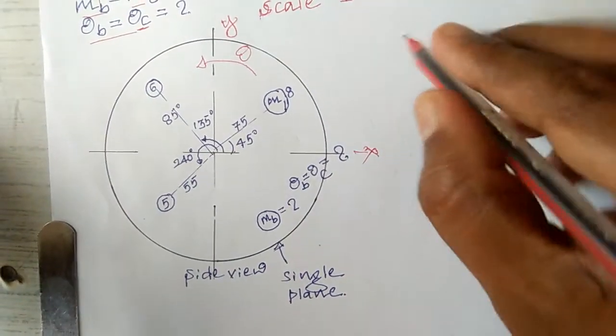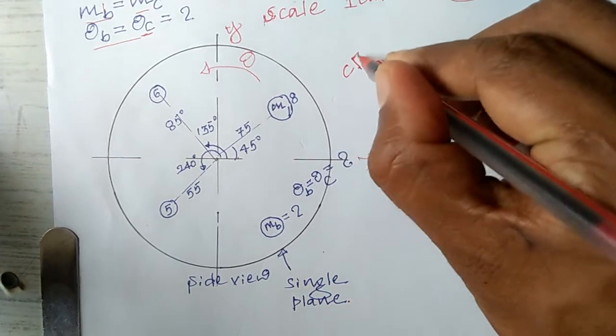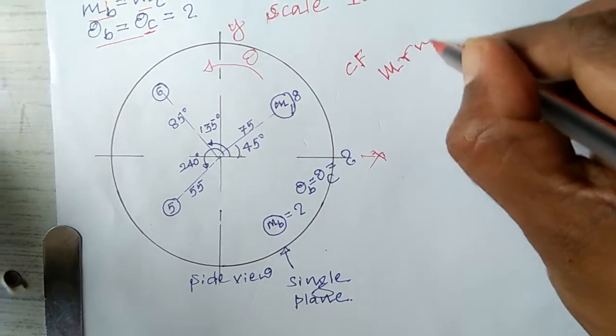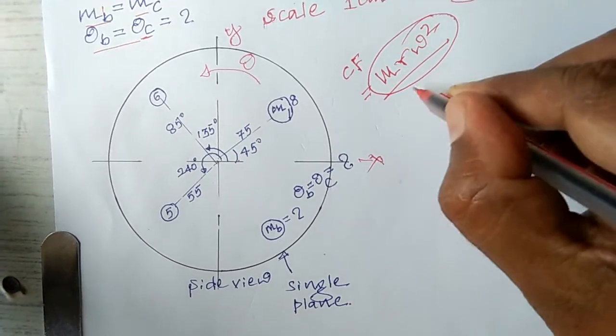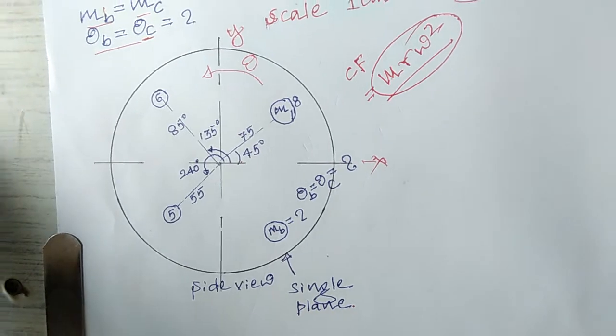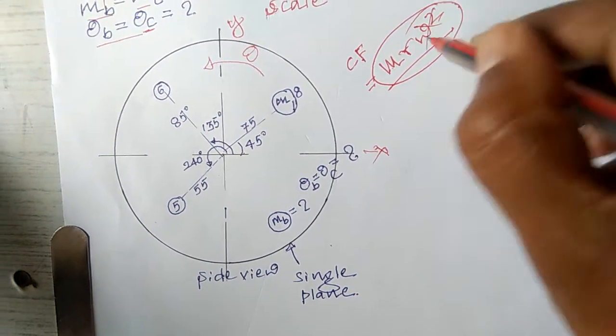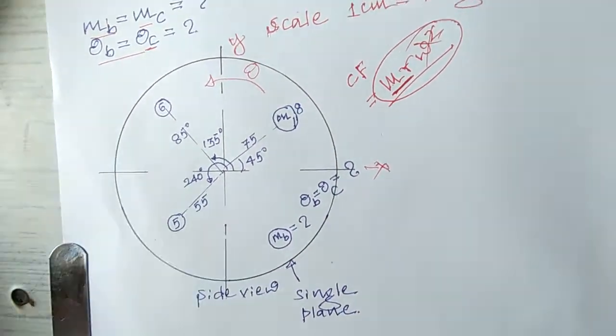When it is static balancing, you only need the centrifugal force, equal to mr omega square. You take it as a force polygon, and for the force polygon you take only the centrifugal force, mr omega square. Omega is not given, so you take it as mr only. Clear? I'll go to the graphical method.